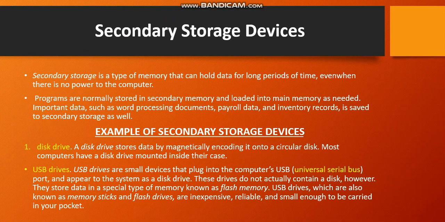Now, for an example, let's look at the disk drive. A disk drive stores data by magnetically encoding it onto a circular disk. Most computers have a disk drive mounted inside their case. A disk drive is rounded, looks like a disk, and it encodes the data into binary for retrieval, and then stores it there for later use.